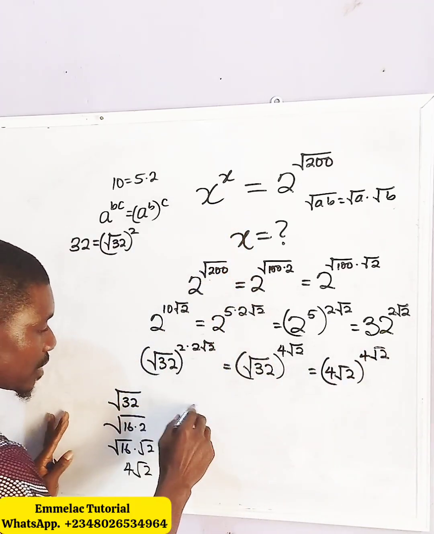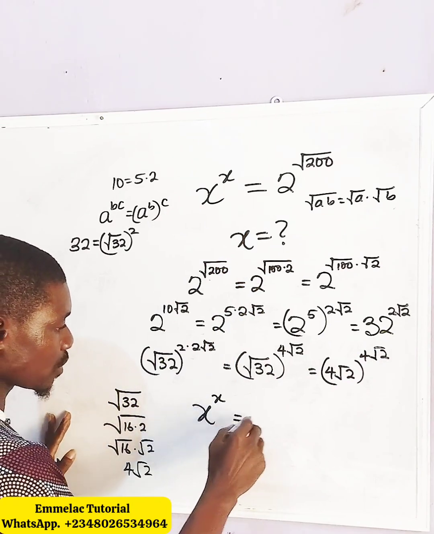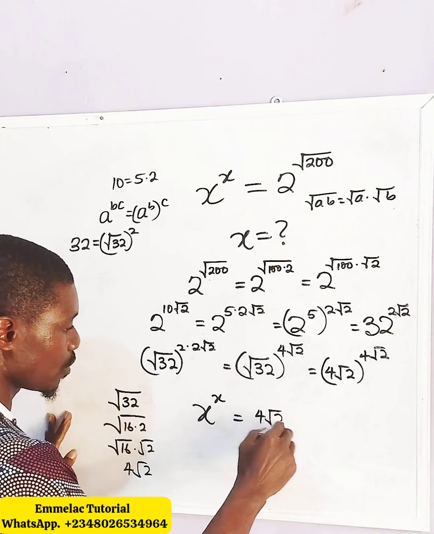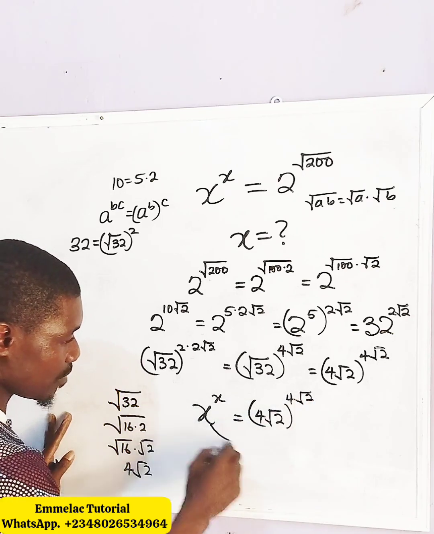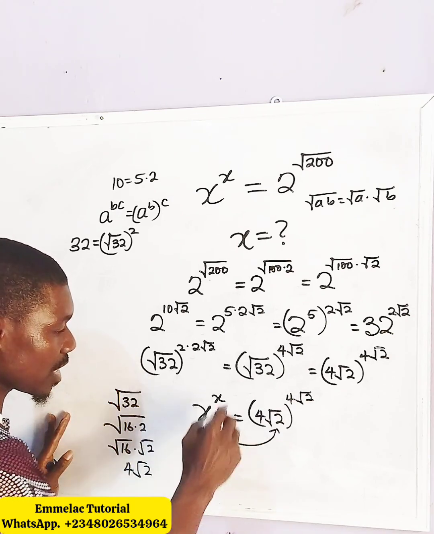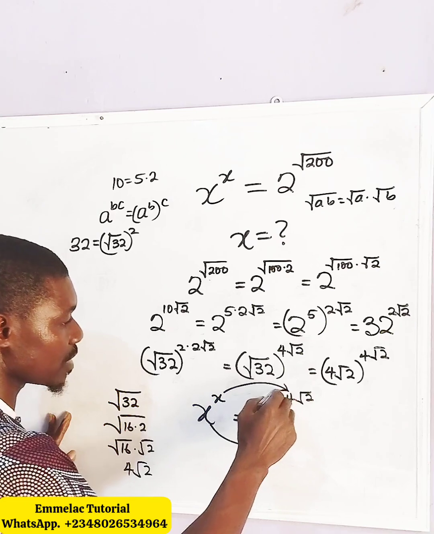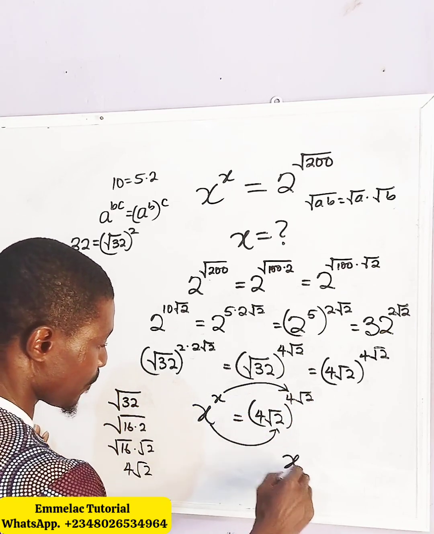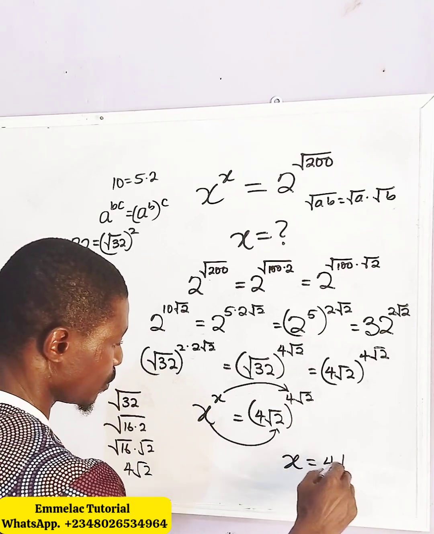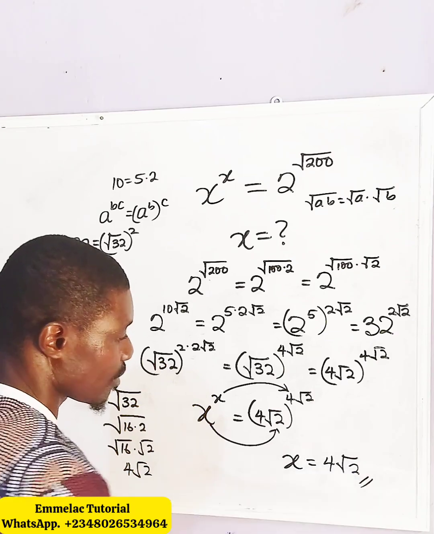Now bring our x raised to the power of x equals 4 root 2 raised to the power of 4 root 2. Now you get to see that the base is the same thing as the base on the right hand side, and the exponent on the left hand side is the same thing as the exponent on the right hand side. So our x here will give us 4 root 2. Final answer.